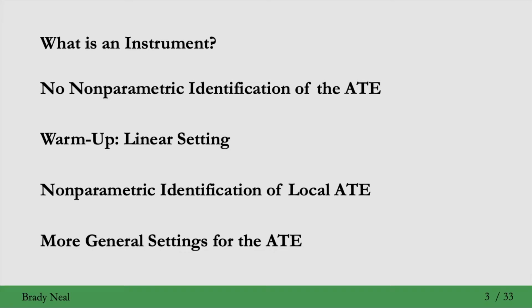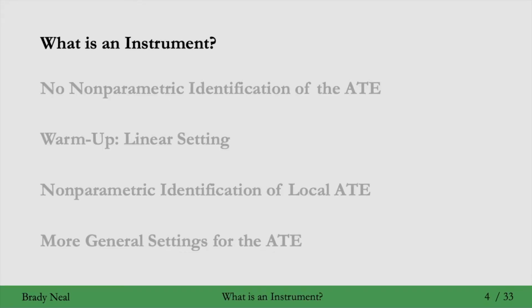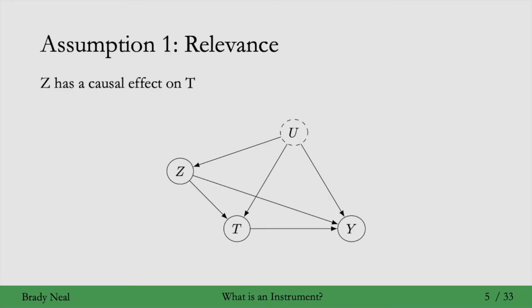All right, so let's move into the first section. What is an instrument? There are a few different assumptions that an instrumental variable or an instrument must satisfy in order to qualify as an instrument. The first is that Z has a causal effect on T. That corresponds to this edge circled in blue here. And this assumption is sometimes referred to as relevance. The instrument is relevant to the treatment here, in that it's a cause of the treatment.